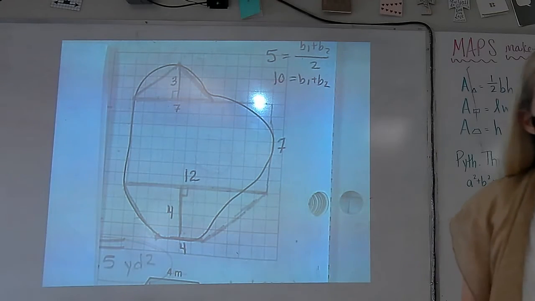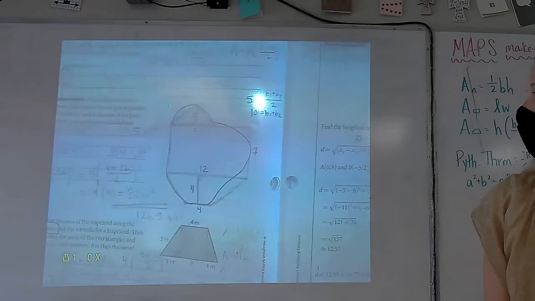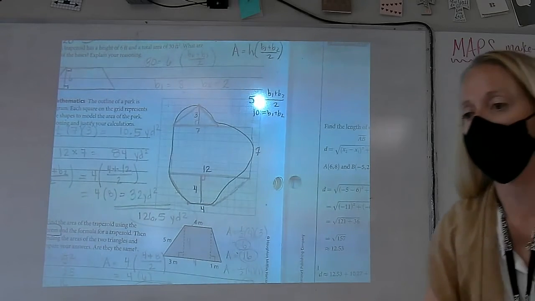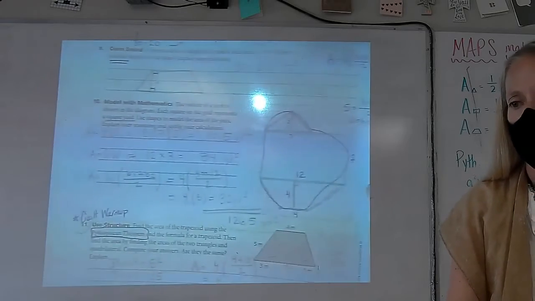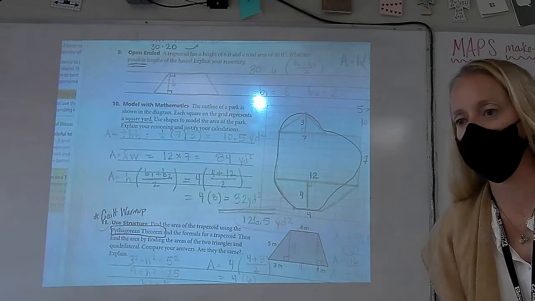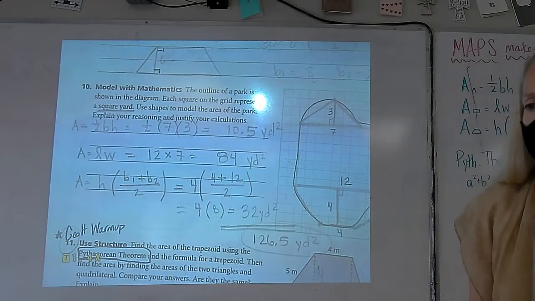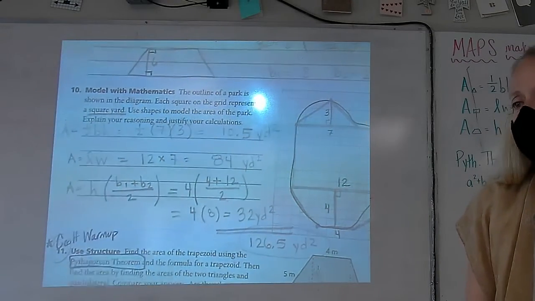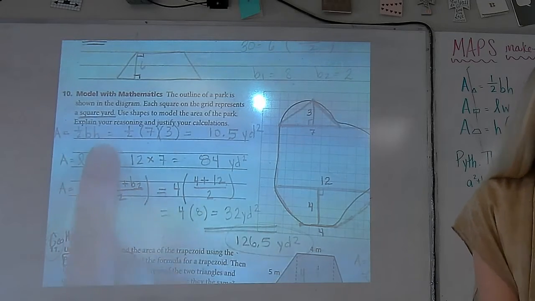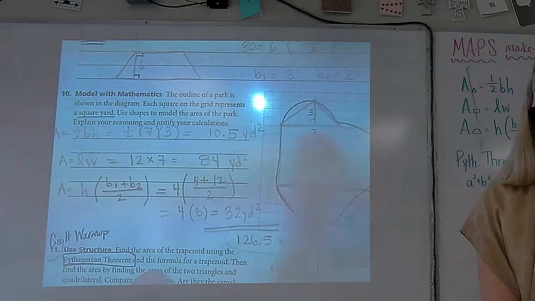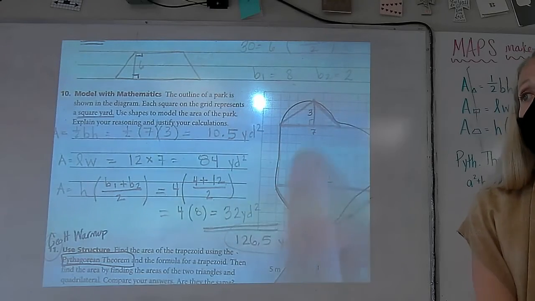All right, so let's go through our calculations. The answer should have been 126.5 yards squared. Let's talk about where our answers are here. We start with the triangle, or at least I did. Area is 1/2 base times height. Base of your triangle is 7, height is 3. So we use the entire base and the height.